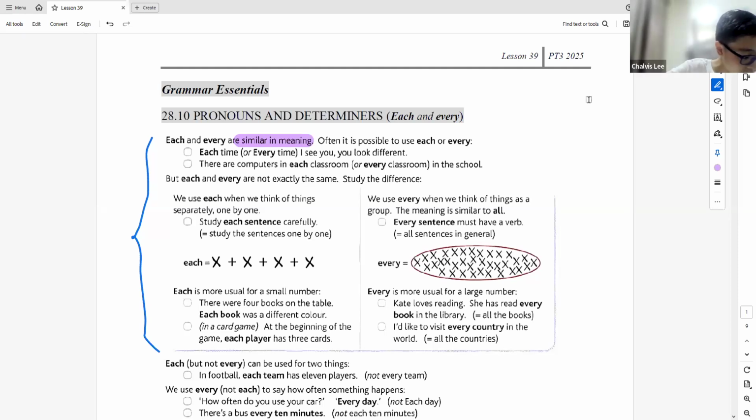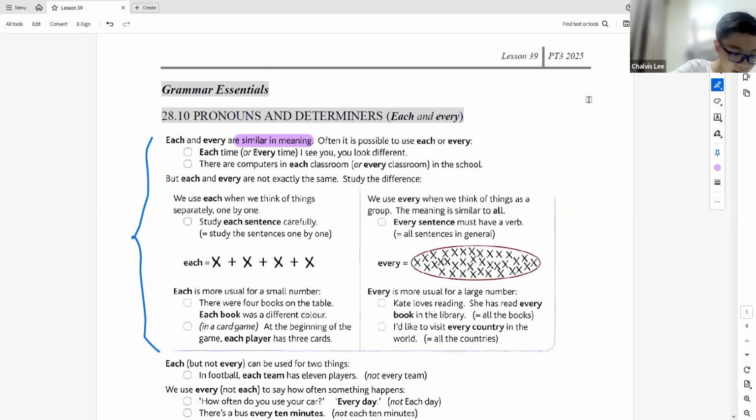one by one. Study each sentences carefully. Study the sentences one by one. Each is more useful for a small number. There were 4 books on the table. Each book was a different color. At the beginning of the game, each player has 3 cards.